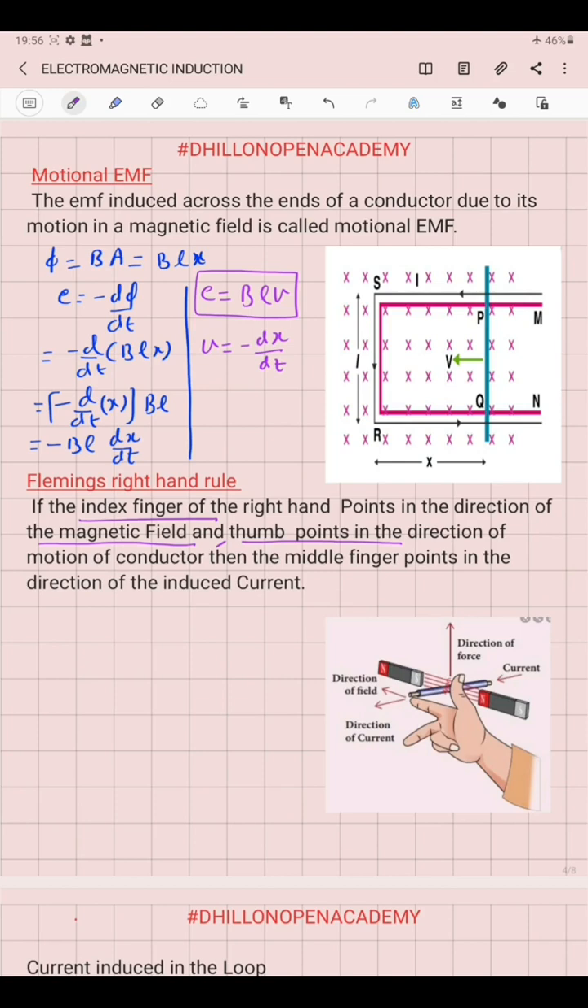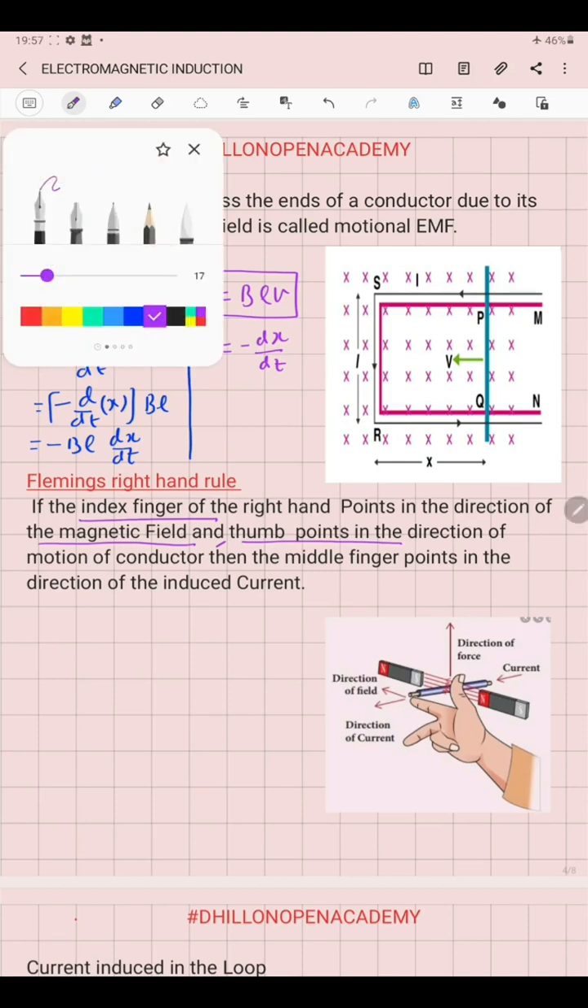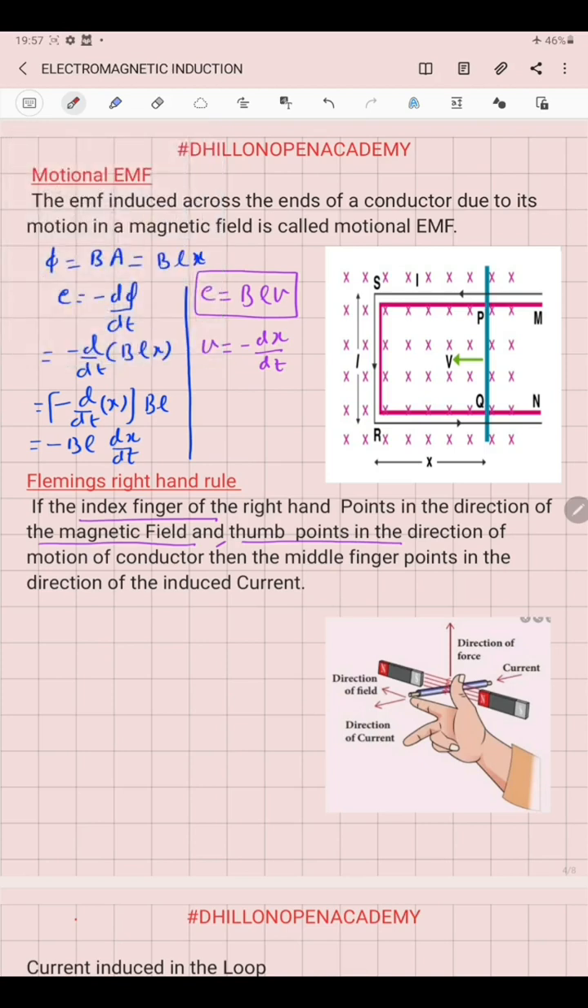So if we go according to Fleming's right hand rule, in this case the current flowing in the conductor will flow from end P to end Q. That means the current in the conductor PQ will be flowing from end P to Q. Then it will move from Q to R, then R to S, then from S to P. So this will be the direction of the induced current in the whole closed circuit.